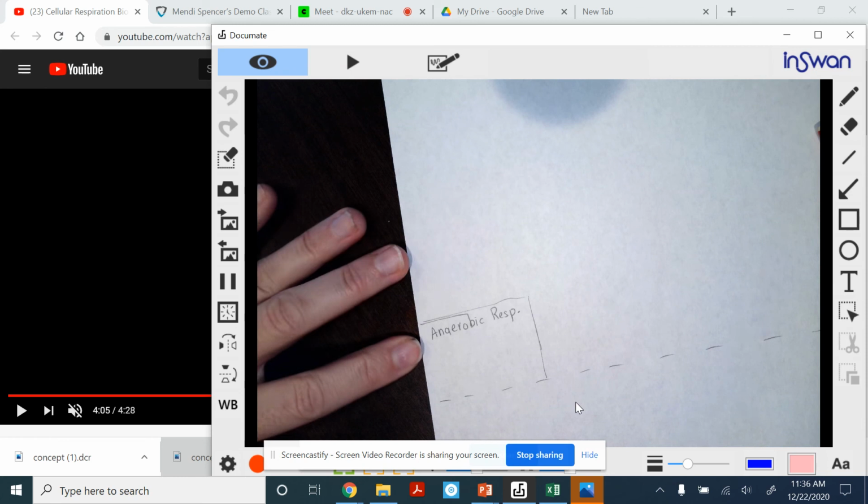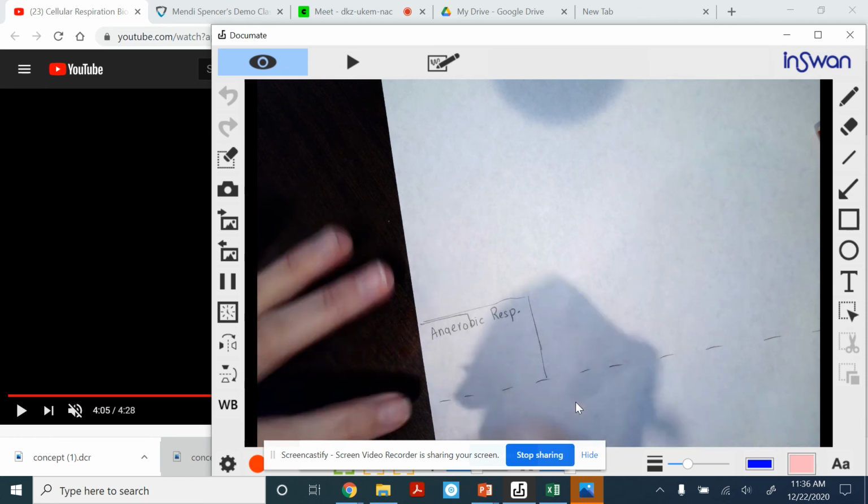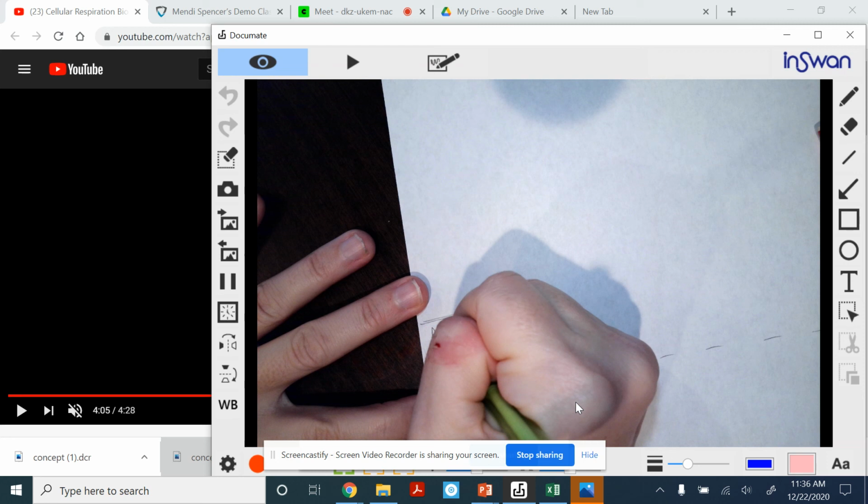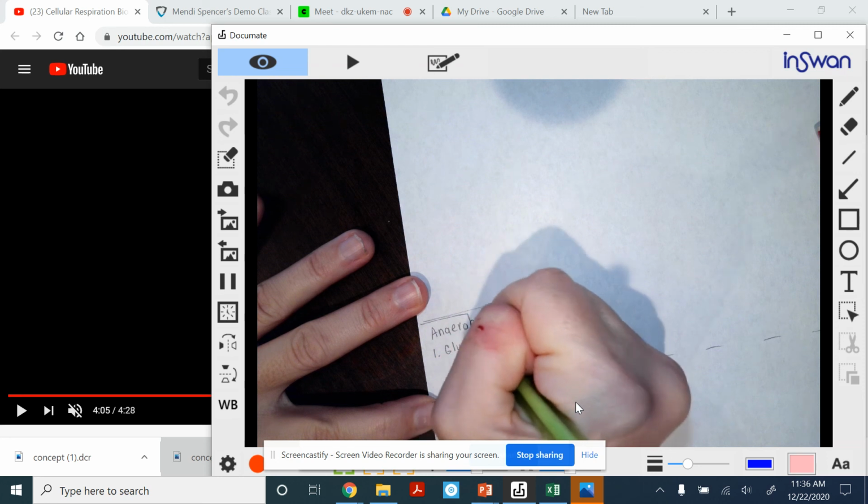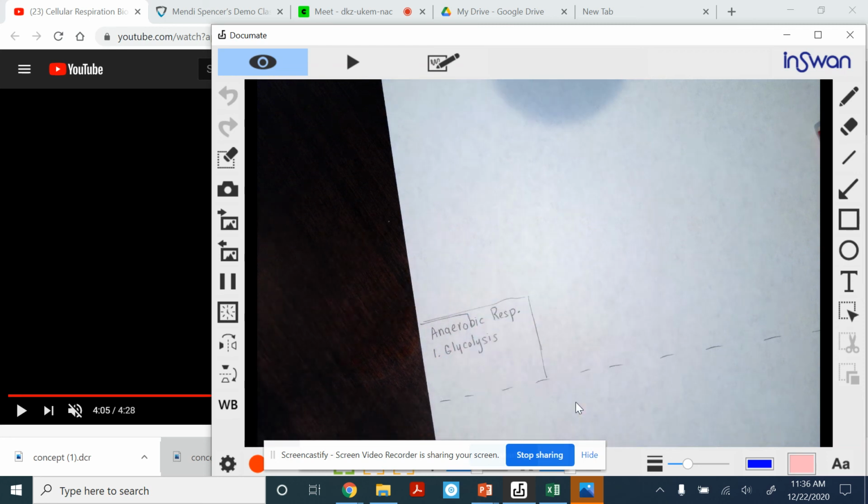In anaerobic respiration, you would talk about two steps. You would talk about glycolysis, and you would talk about glycolysis exactly the same way that you always talk about glycolysis. Because in the first step of anaerobic respiration, glycolysis still happens. Which brings me to a couple things.